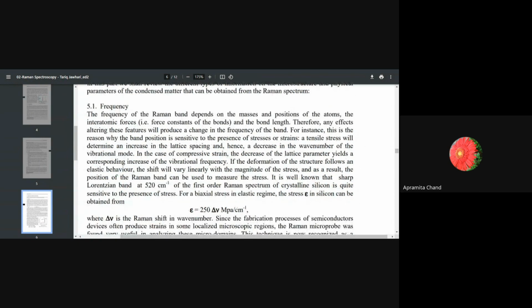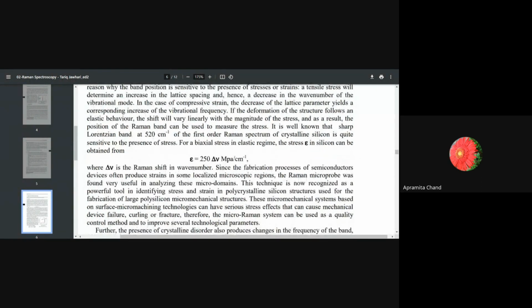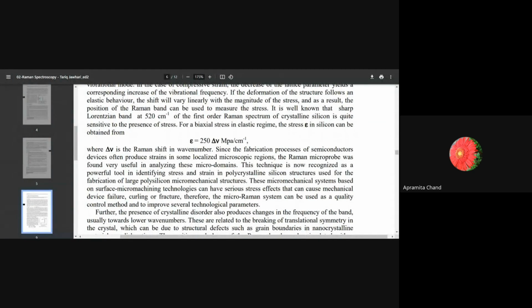So we can easily see the lattice spacing, we will get an idea. The wave number also gives us an idea of the strain on the bond. So here, because we are using Raman spectra to find out the different kinds of lattice spacing and the bonds, we can use Raman to study the fabrication processes of semiconductors.